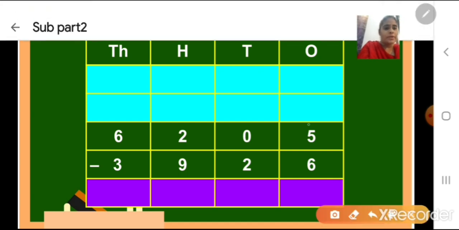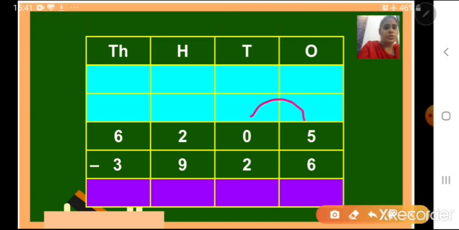Okay. Now here 5 is smaller than 6. So number 5 will go to tens place. Now always remember, while borrowing, you can borrow only from your next place. Ones cannot go to hundreds place or thousands place. It is wrong. We cannot do that. Ones can only borrow from tens place, and if tens wants to borrow, he can borrow from hundreds place.